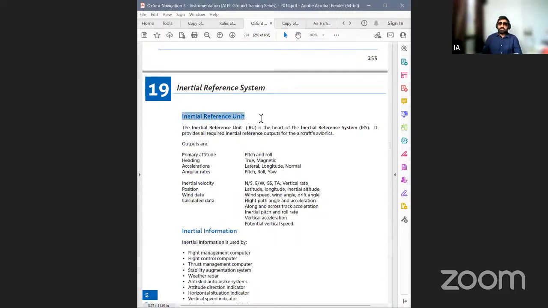What are the different outputs that you get similar to INS, where we had inertial reference system? In IRS, we have inertial reference unit, which gives us all this information. So much information is available. Pitch and roll, heading true and magnetic, accelerations, angular rates, even yaw rate is observed. Inertial velocity. Inertial means self-contained. Okay. You don't need any output data. Position can be obtained. Wind data can be obtained. Imagine wind data is obtained. And what all calculated data. Apart from all these things, the rest of the data is this that can be calculated.